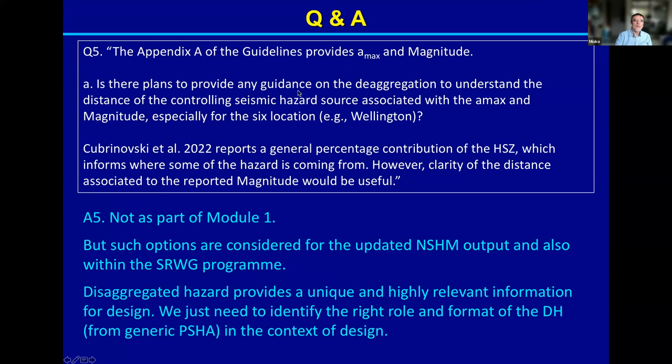Question number 5, Appendix A of the guidelines provides maximum PGA and magnitude. Are there plans to provide any guidance on the disaggregation to understand the distance of the controlling seismic hazard source associated with PGA and magnitude, especially for the 6 locations? And then this refers to what we were saying in our paper. We are not going to provide disaggregated hazard as part of Module 1, but such options are considered within the update of the National Seismic Hazard Model and the update of the hazard itself, and also are considered within the Seismic Risk Working Group program.